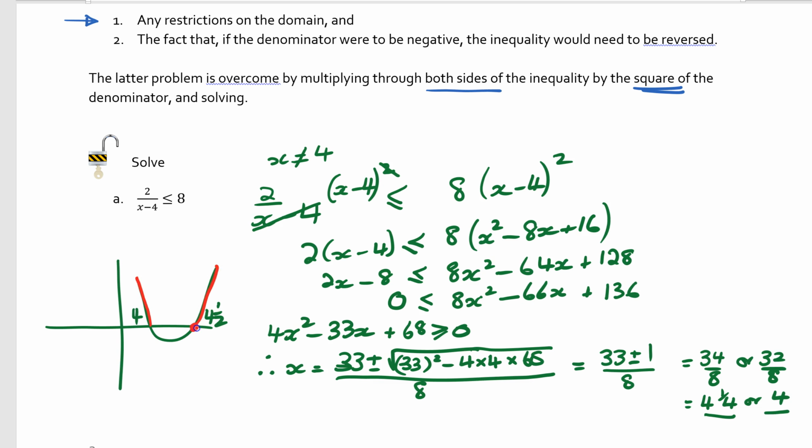Now I include the 4.5, but I can't include the 4 because we're not allowed to have x equal to 4. So my solution to this quadratic inequality is x less than 4, so that's all these values this side, and x greater than or equal to 4.5.